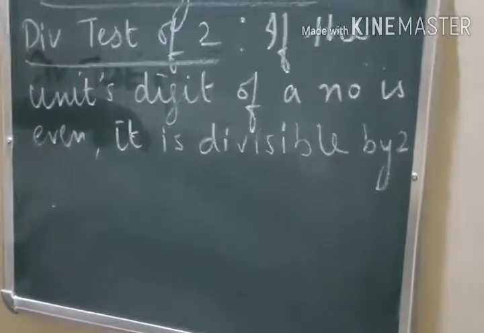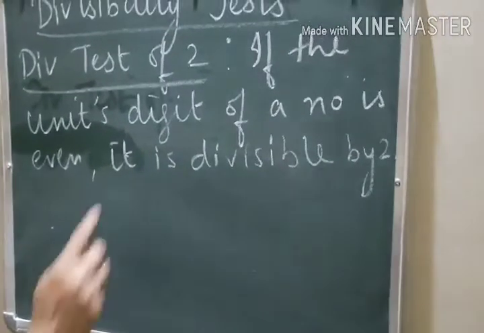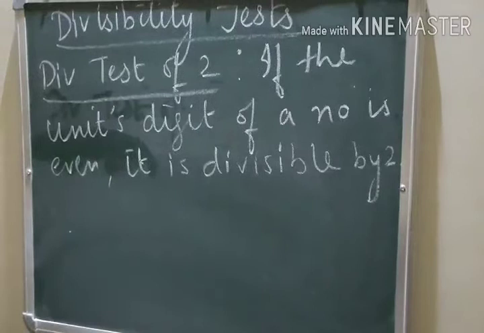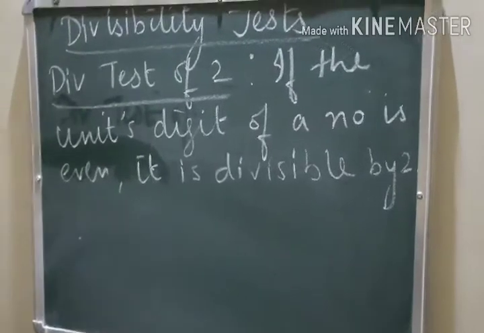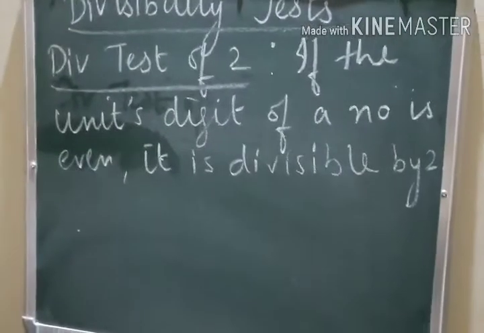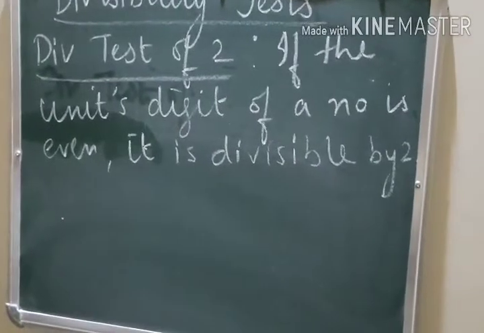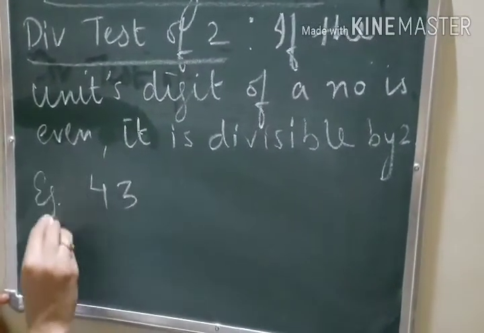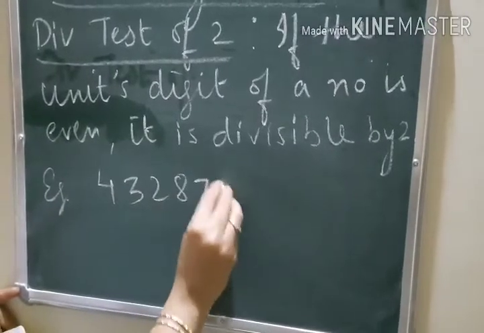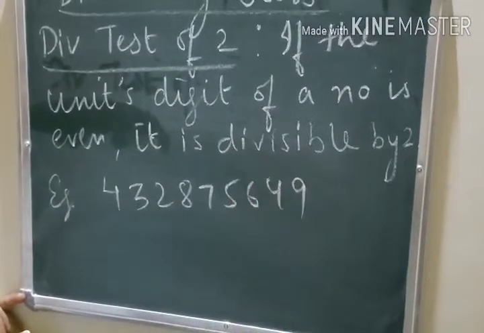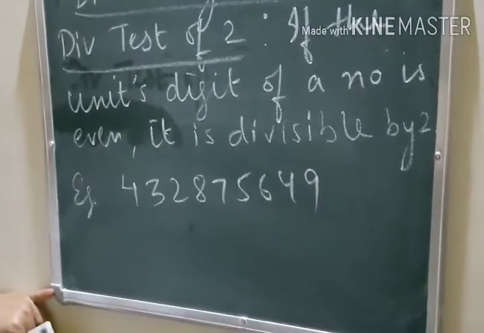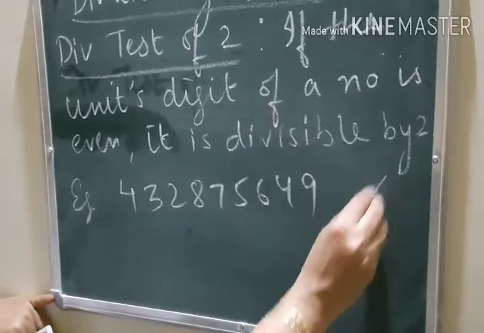So whenever you have to check whether a given number is divisible by 2, you have to see that the last digit or the units digit of a number should be even. What do you mean by even? It should be 0, 2, 4, 6 or 8. Now if the number is, suppose for example 4, 3, 2, 8, 7, 5, 6, 4, 9, will it be divisible by 2?